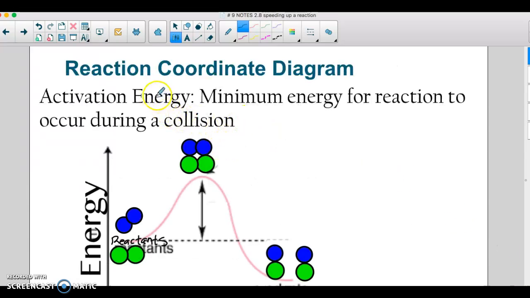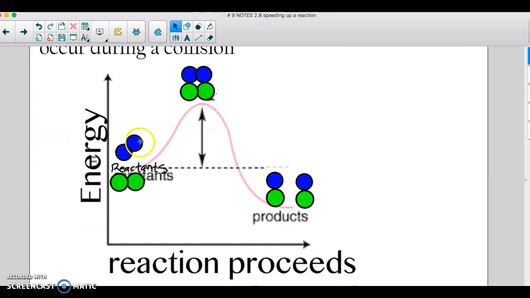Here's a diagram that is in your textbook. It looks a little weird at first, but let's talk about it. This is showing you, and I would sketch this in your notes, the x-axis is the reaction proceeding, from reactant over here to product over here. And then energy is the y-axis.